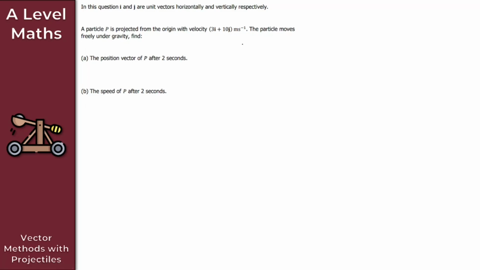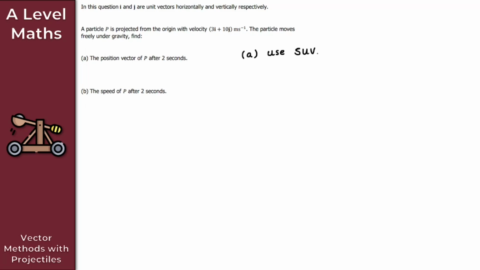For part A, what we want to find is the position vector of P after 2 seconds. So basically we're looking for the displacement. Nice and straightforward, all we're going to do is use suvat.